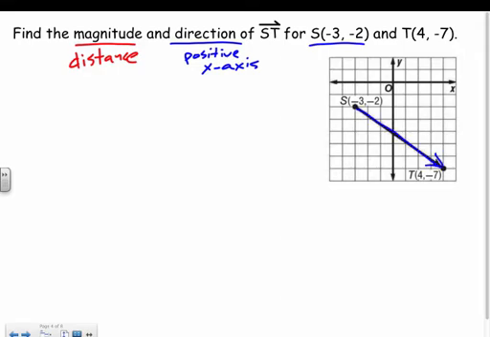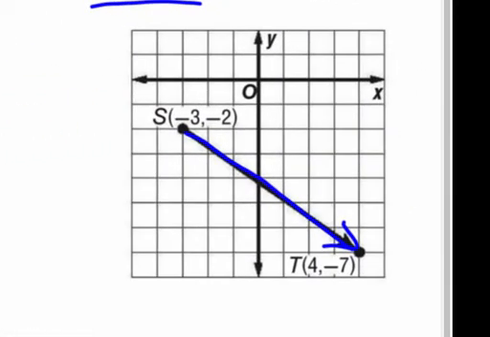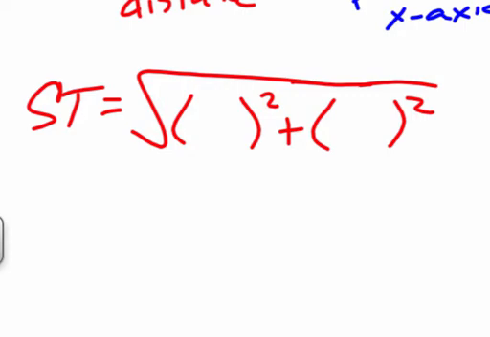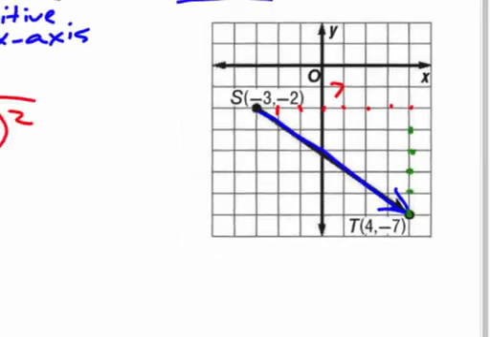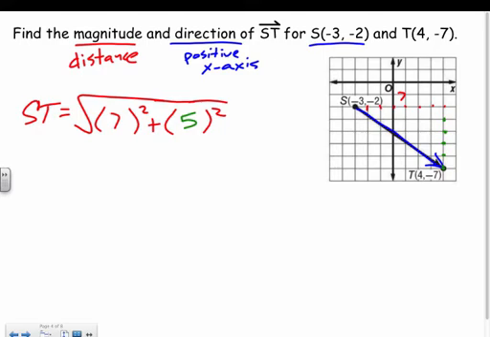So first thing, let's find the distance of that. So a couple ways to do it. Right? I could do the distance formula. So to find the distance of ST, it would be the square root of, well, the distance between my x's squared plus the distance between my y's squared. Well, what's the distance between my x's? 1, 2, 3, 4, 5, 6, 7. They're 7 apart. Distance between my y's is what? 1, 2, 3, 4, 5. Between -2 and -7 is 5 units. I could physically subtract the numbers, but I like to just count if I have a graph. It's nice and easy.